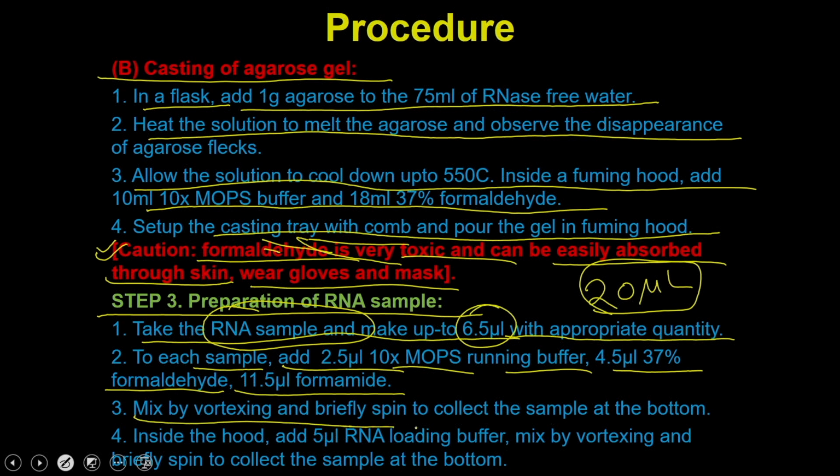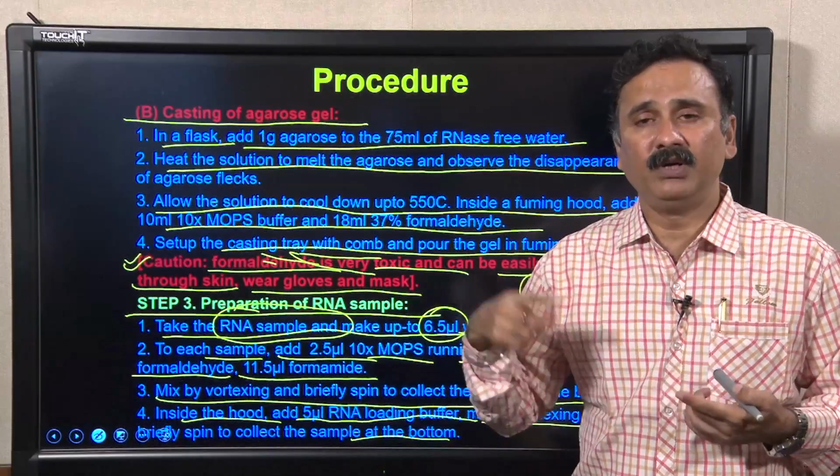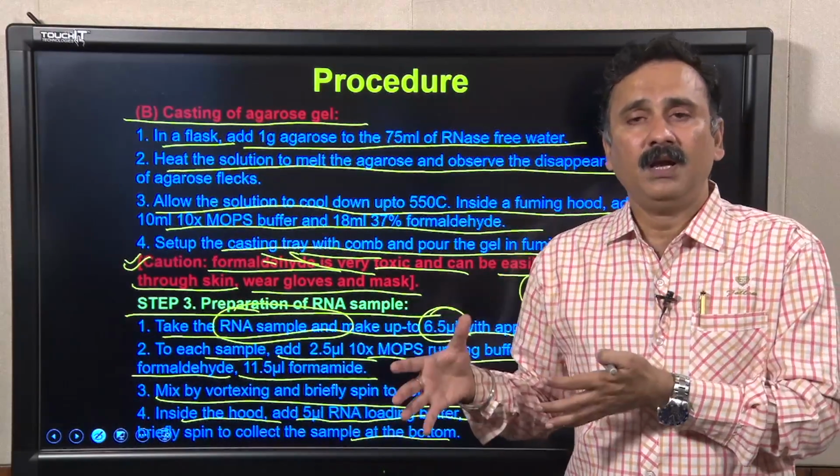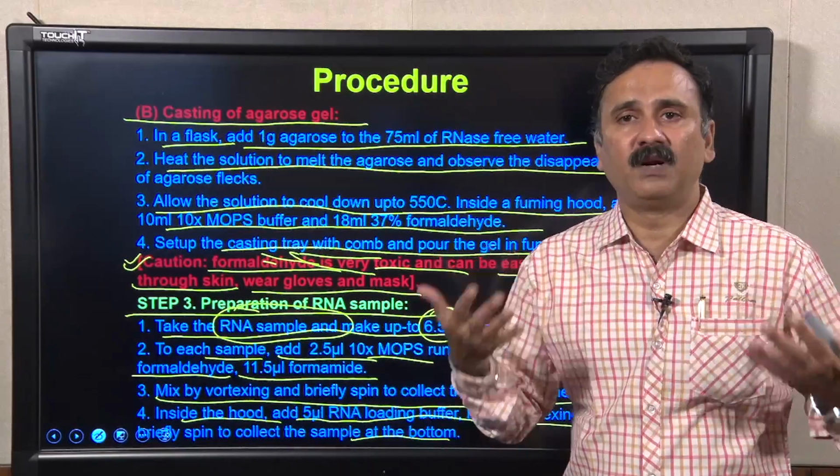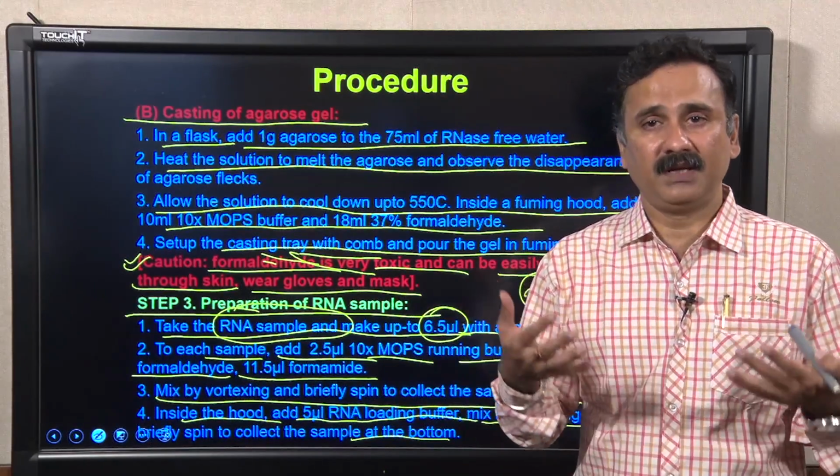Mix it by vortexing and briefly spin to collect the sample at the bottom. Then inside the hood add 5 microliter of RNA loading buffer, mix it by vortexing and briefly spin it to collect the sample at the bottom. As you can see, we are doing all this procedure under the fuming hood, so that you should not get exposed to the fumes coming from the formaldehyde as well as the formamide.